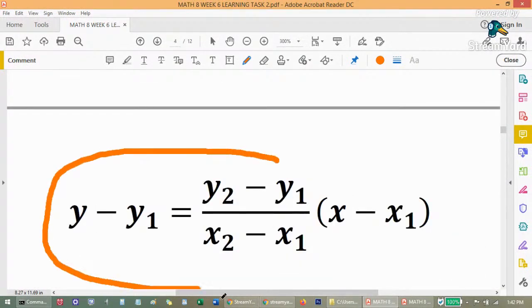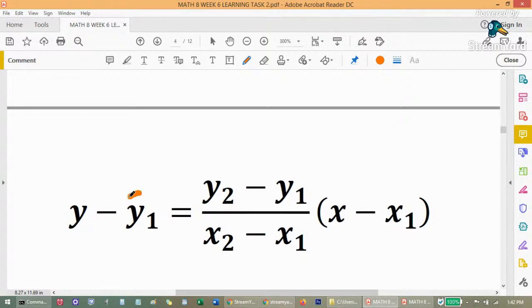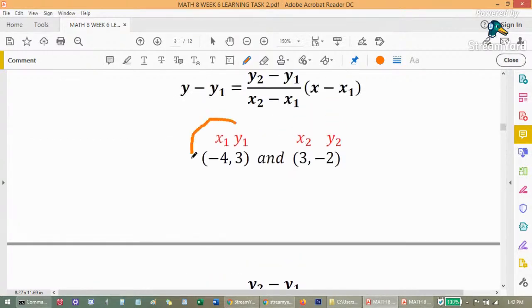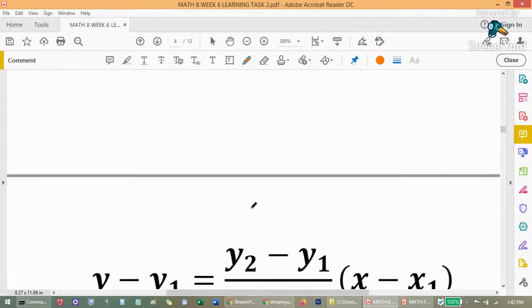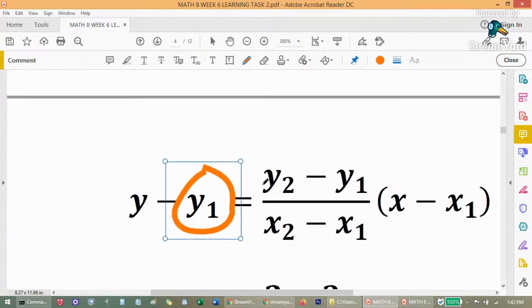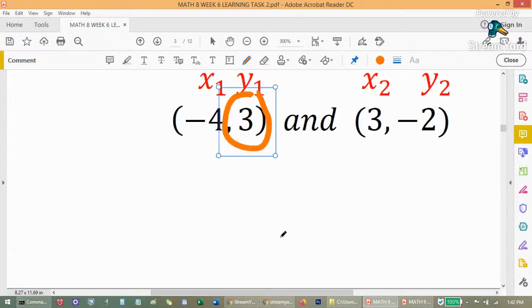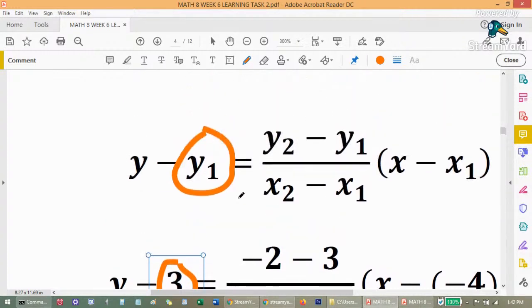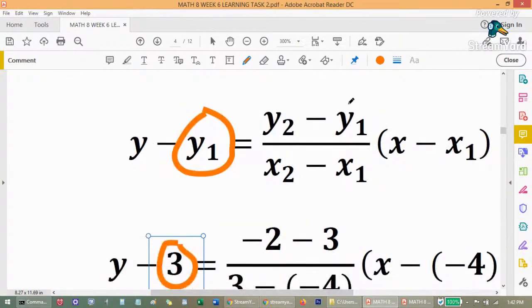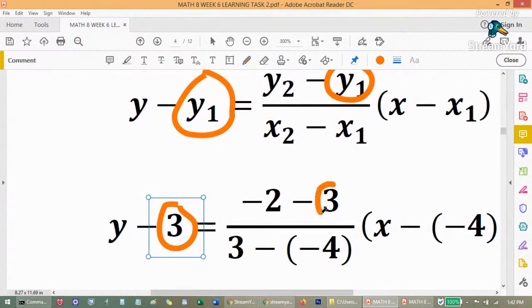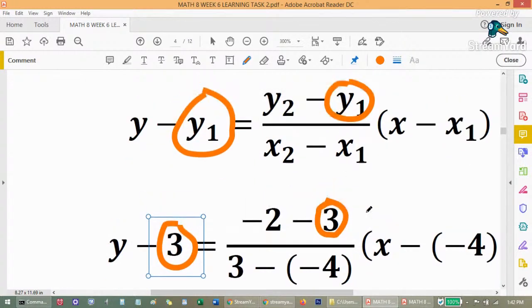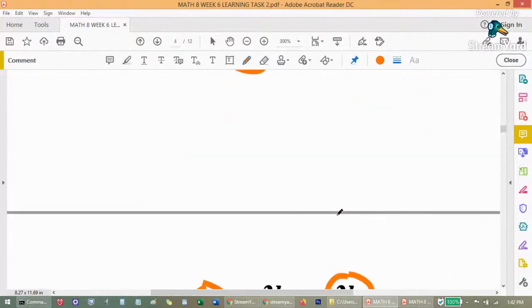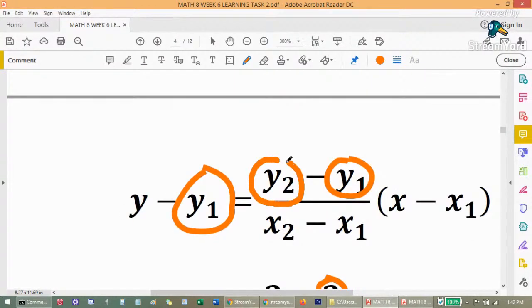So, gagamitin natin yung formula. Papalitan lang natin itong mga y sub 2, y sub 1 ng mga values natin dito. Okay? So, una, ang ating y sub 1 is 3. So, papalitan lang natin ng 3. Okay? So, lahat ng y sub 1, papalitan natin ng 3. Next is y sub 2.